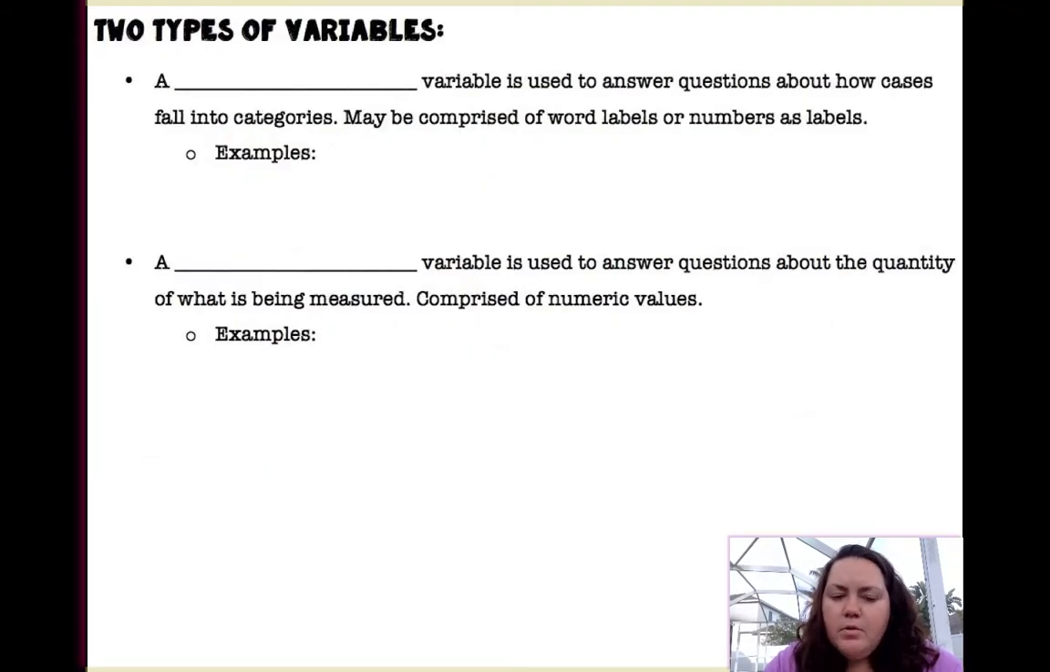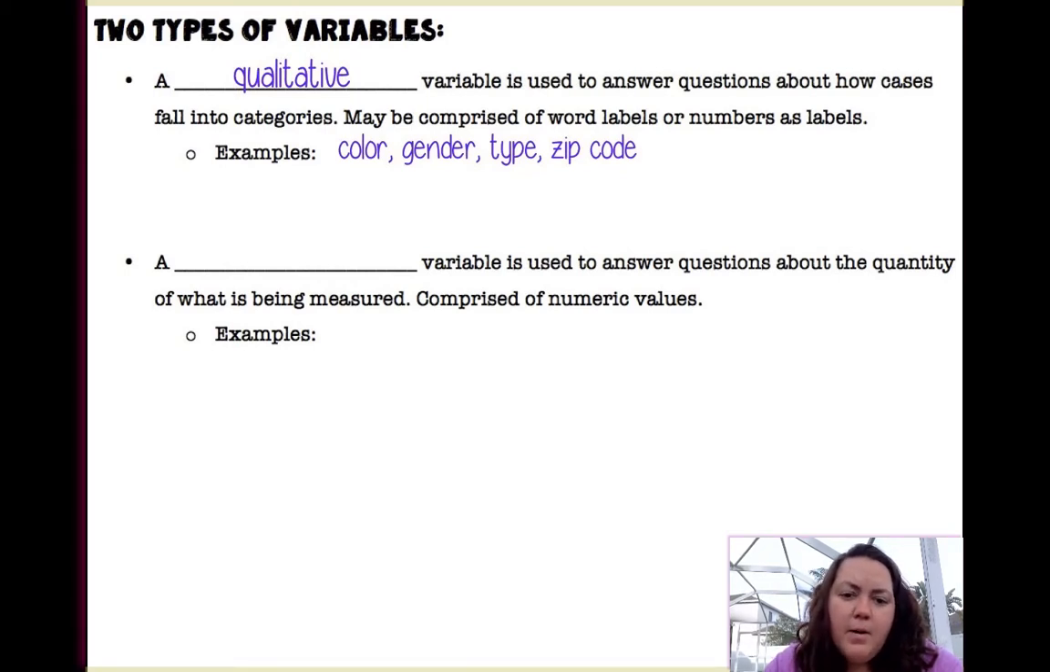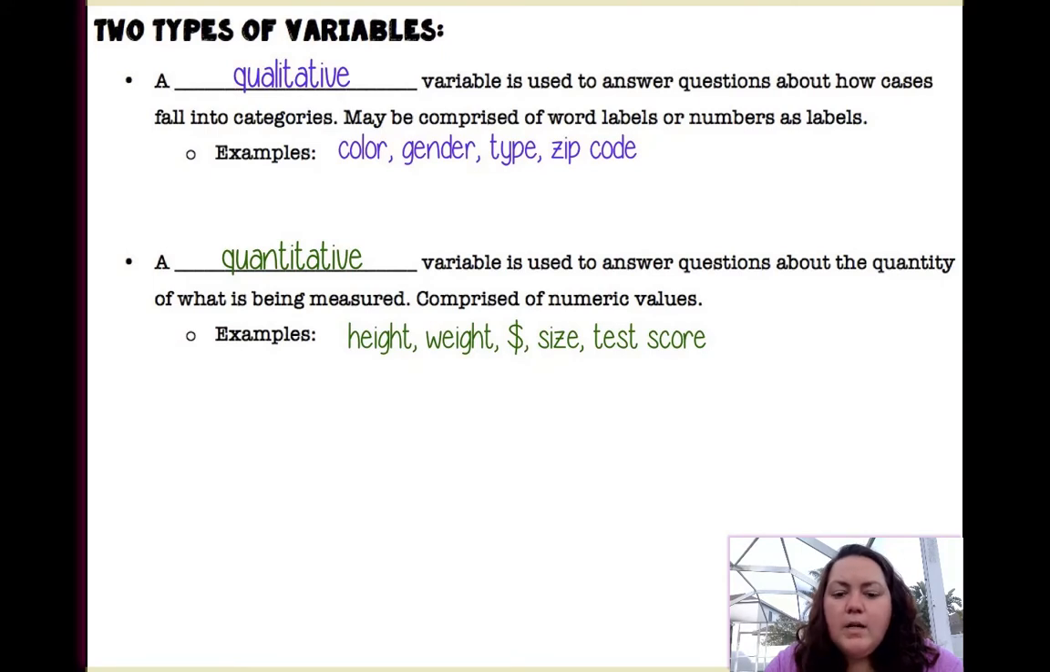Okay, two types of variables. A qualitative variable is used to answer questions about how cases fall into categories. So it may be comprised of word labels or numbers as labels. Some examples of qualitative variables would be color, gender, type, and zip code. And zip code is one of those where we're using a number as a category. And then a quantitative variable is used to answer questions about quantity of what is being measured. It's comprised of numerical values. So some examples would be height, weight, dollar amount, size, test score.